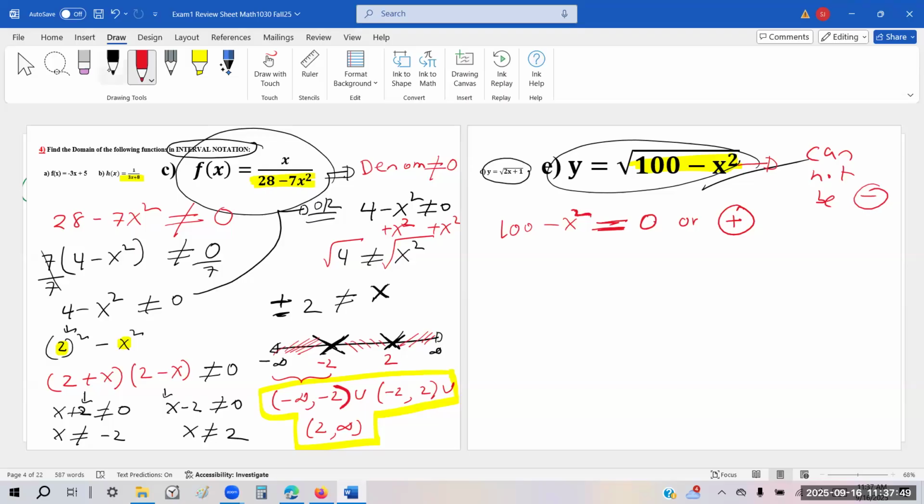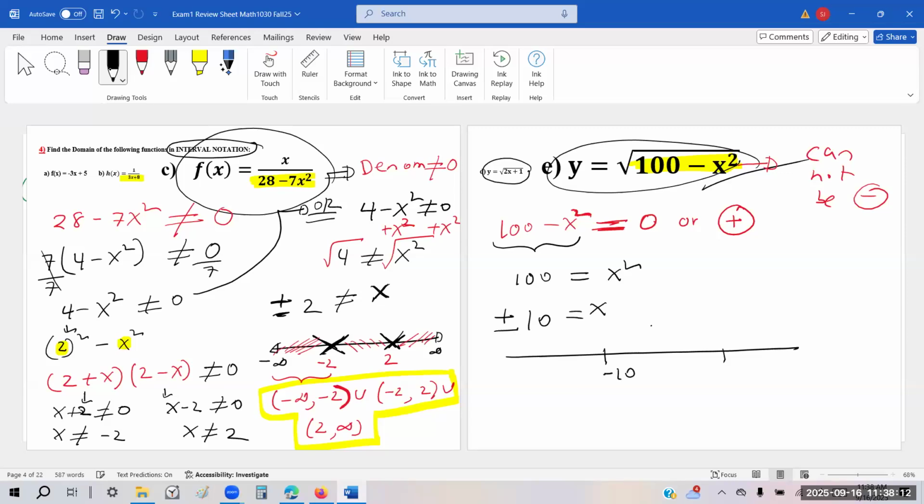Now what makes this 0? So you're solving for x. So 100 equals x squared. Then what is your x? Only 10? Plus minus 10. So when you have plus 10 or minus 10, this thing will be 0.